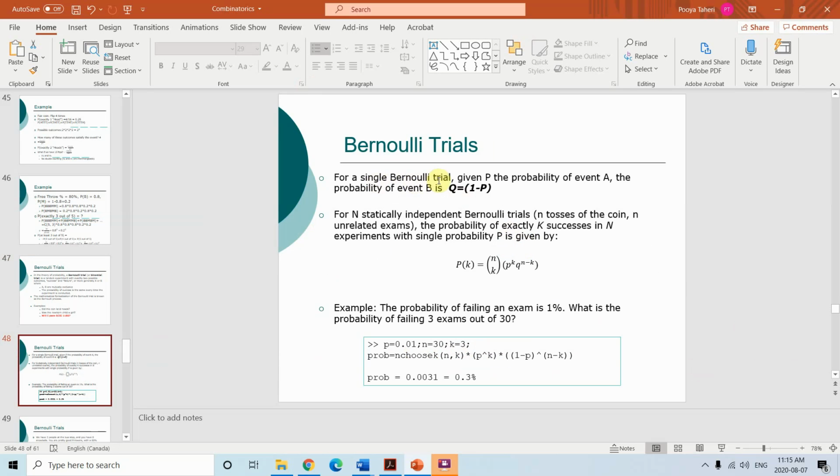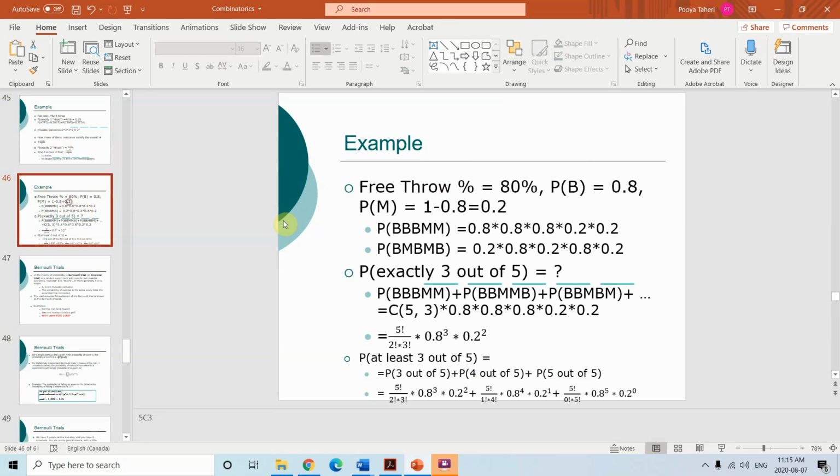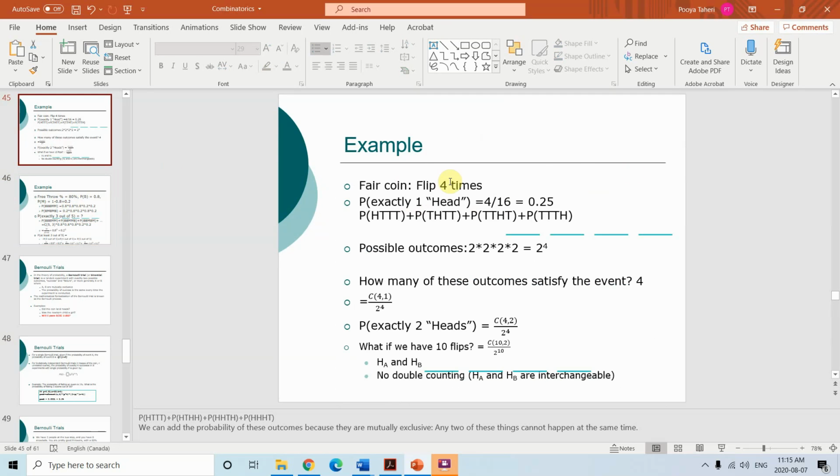So for a single Bernoulli trial, given the probability of event A to be P, the probability of event B is 1 minus P, right? So that's what we had here. The probability of hitting the basket was 80%. The probability of missing was 20%. Or if the probability of having the head would be 50%, the probability of the tail, for a fair coin, would be 1 minus 0.5, again 50%.